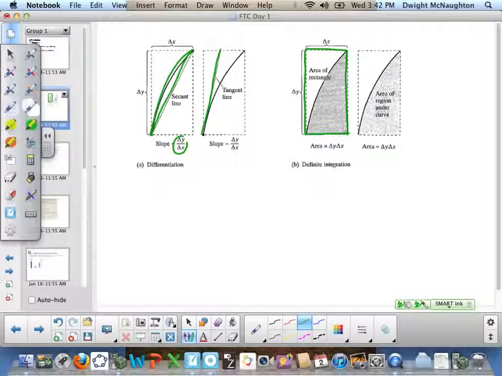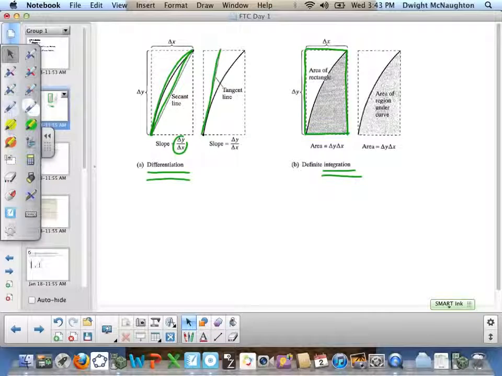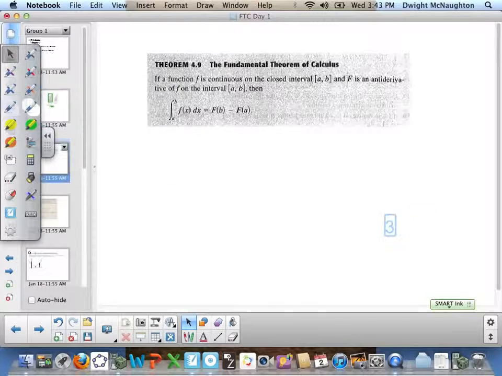We can see that there seems to be kind of an inverse relationship. So there's a definite relationship between integration and differentiation. And that's where the fundamental theorem of calculus comes together. It ties the integration and differentiation together in the fact that they're inverse operations.